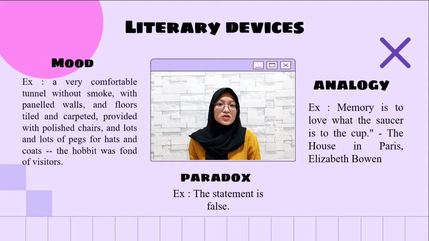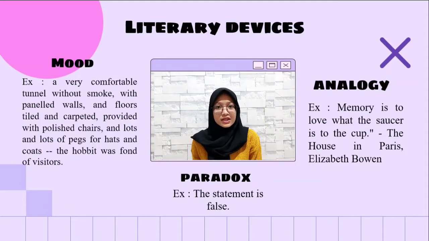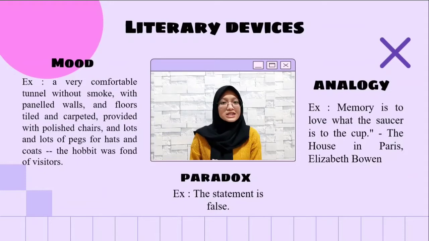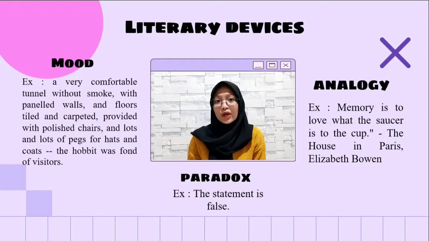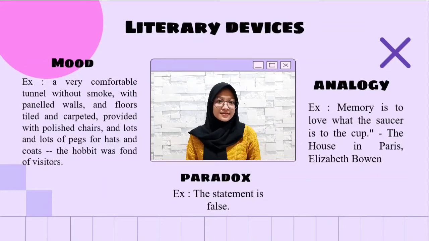The Hobbit was fond of visitors. In this passage, Tolkien used detailed description to set a cozy and comforting mood. From the writing, you can see that the Hobbit's home is well cared for and designed to provide comfort.